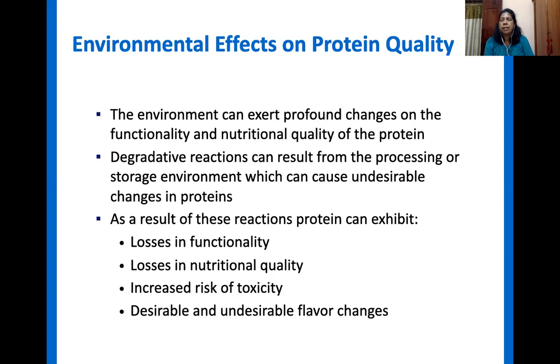Bioavailability of protein can be changed. How? Bioavailability can be changed. How can it happen?